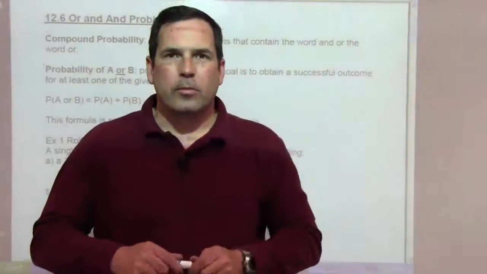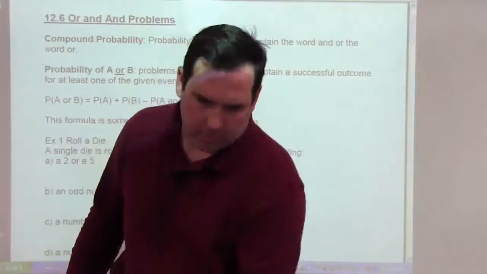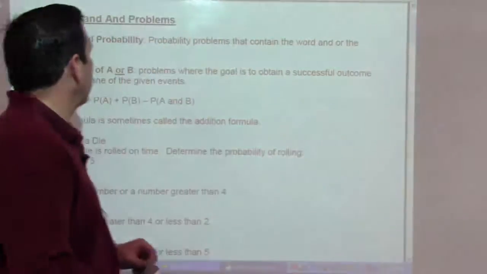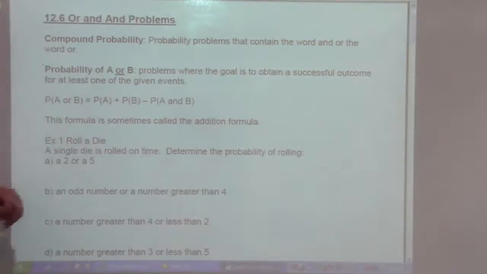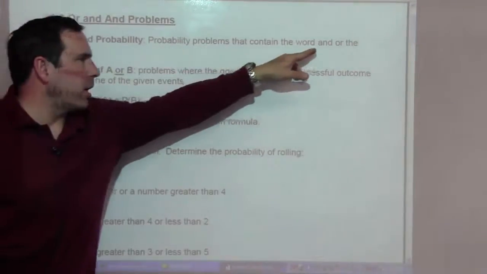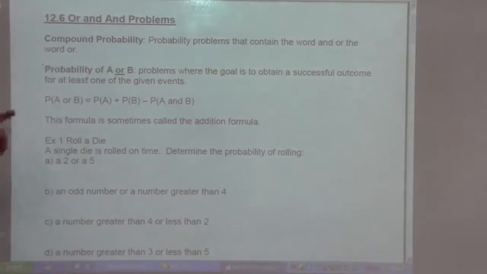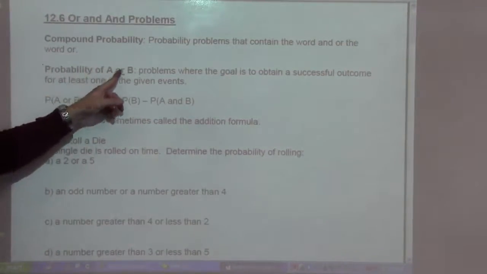Hello, and welcome to 12.6, "and" or problems, or I should say "or" and "and" problems. Compound probability is probability problems that contain the word "and" or the word "or", one or the other. Probability of A or B.